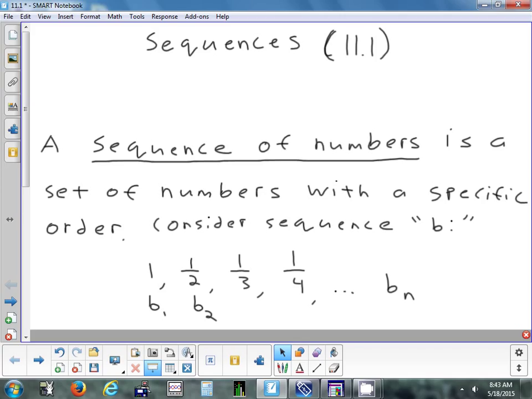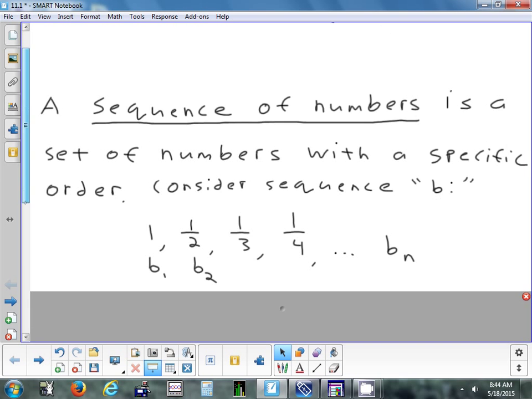Generally, we try to make it simple. Have the first term be B sub 1, the second term B sub 2. Some books you might see start with the 0th term, so the first one is represented by B sub 0. That kind of gets confusing, so we'll try to do it this way.